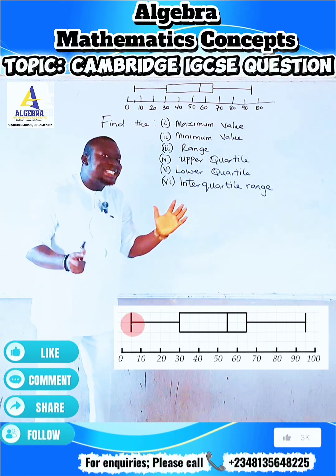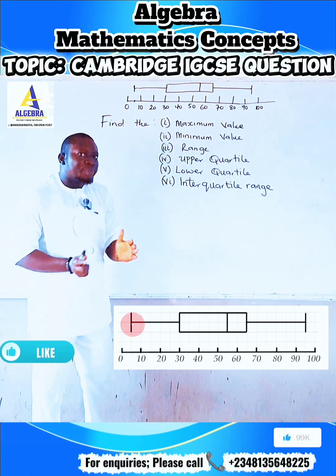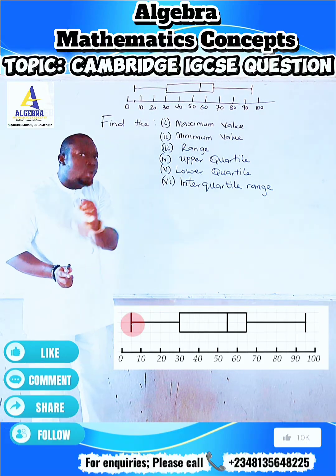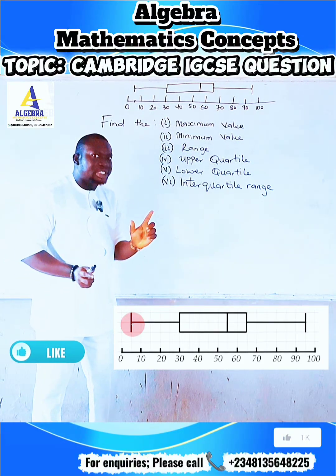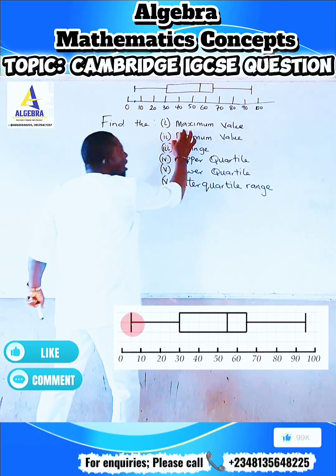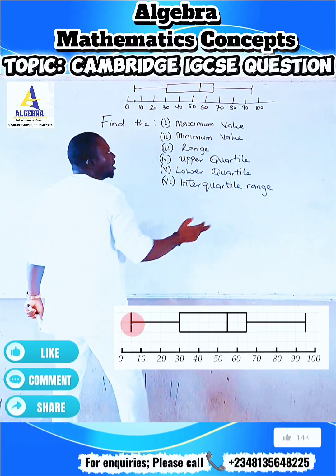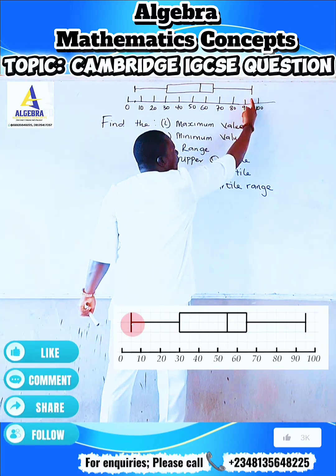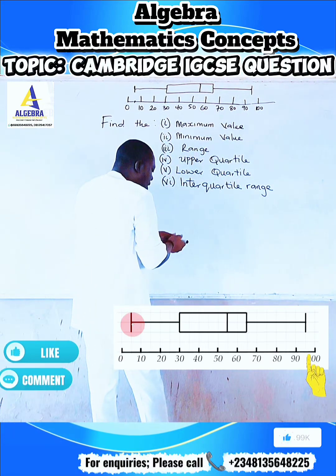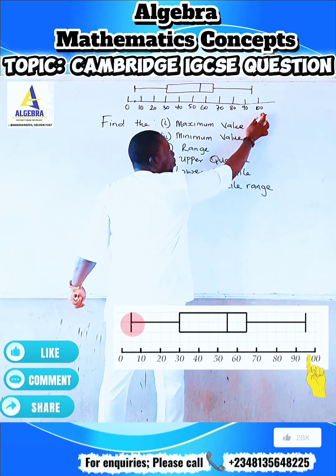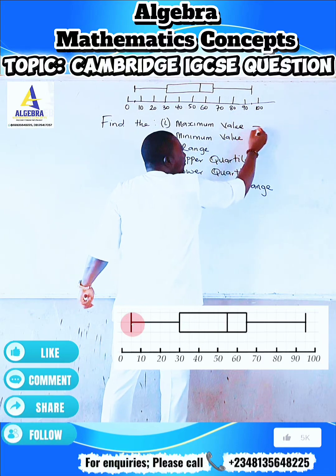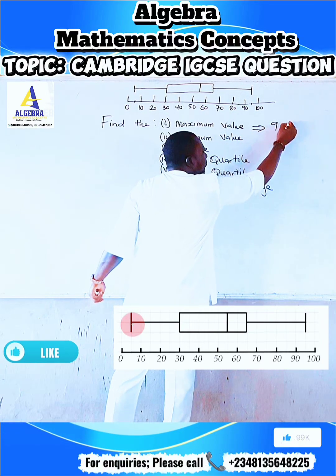If I'm to get the interquartile range, this is what I will do. I will subtract the lower quartile from the upper quartile. Let me do it now. Look at the maximum value. This is the point for the maximum value. If here is 90 and here is 100, here will be 95. So the maximum value is 95.